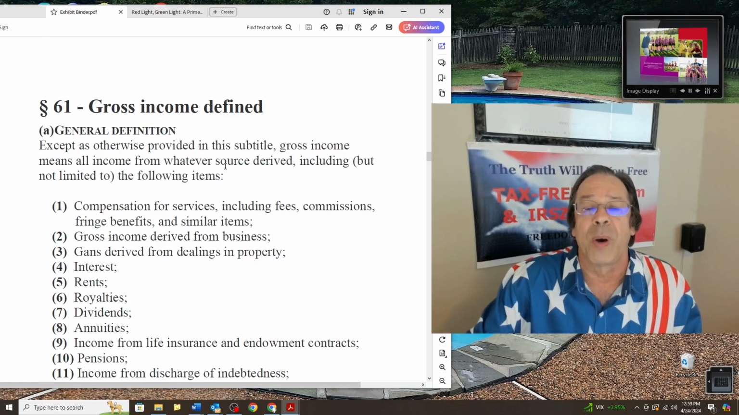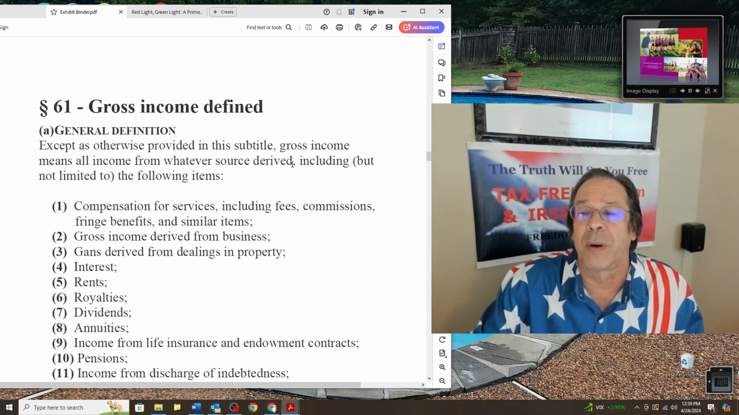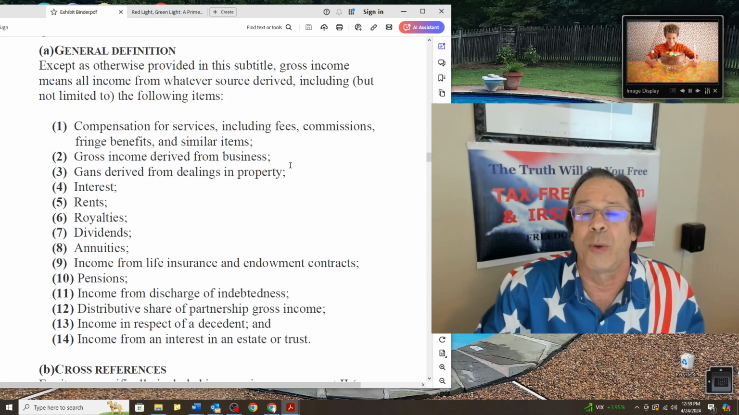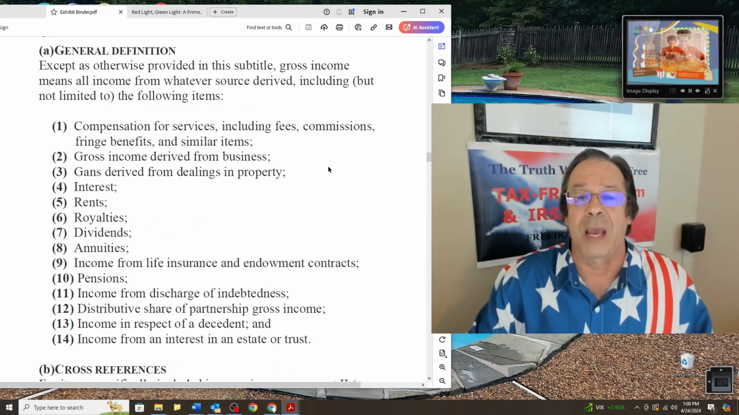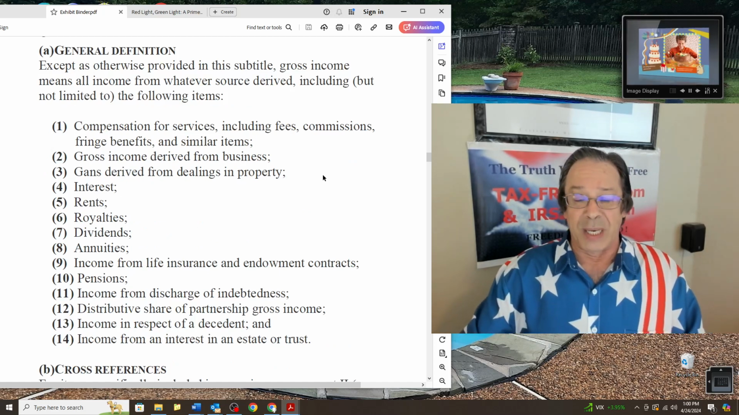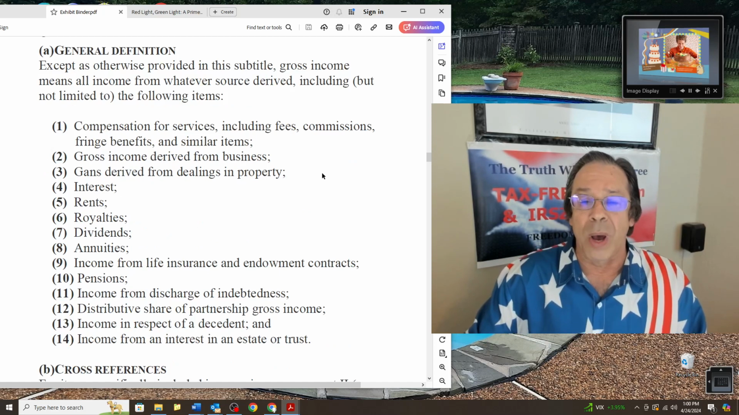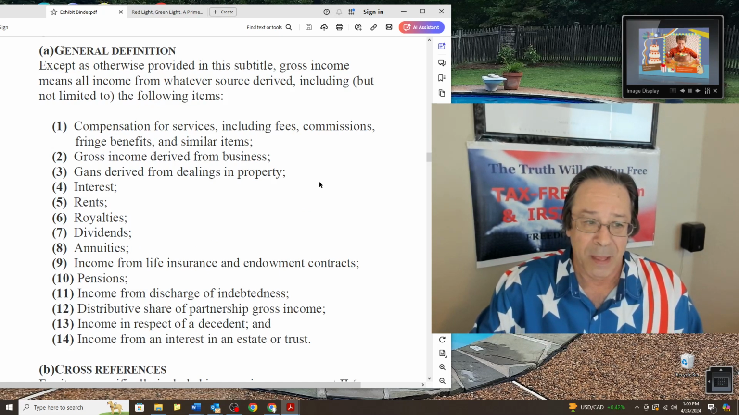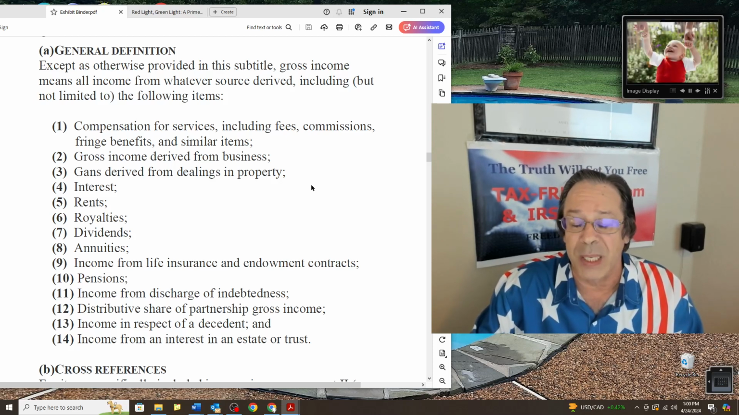It's not "from whatever source derived." They're directly going to the 16th Amendment to make you think that a new power to tax your labor was created and was enacted, and neither one of those false beliefs is true. They're both false beliefs. And this is all easily verifiable.